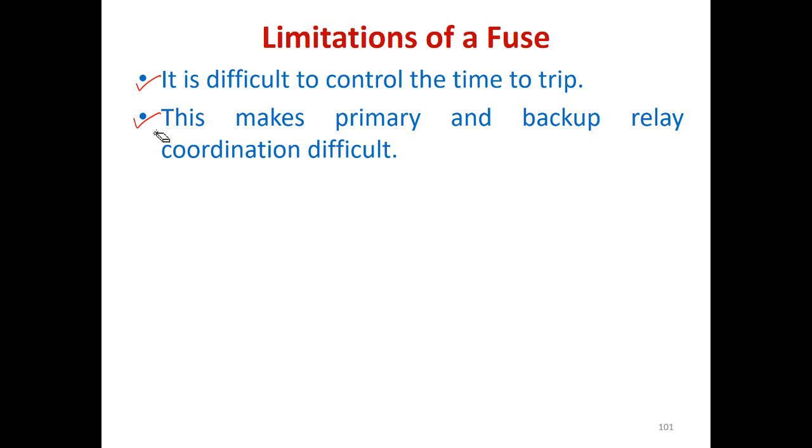So, as we discussed in the previous classes, the backup relay plays an important role in protecting the circuits, because when the primary relay fails, the backup relay is activated and it takes action. Therefore, a certain time delay is required for the backup relay to activate, because it operates after the primary relay fails.